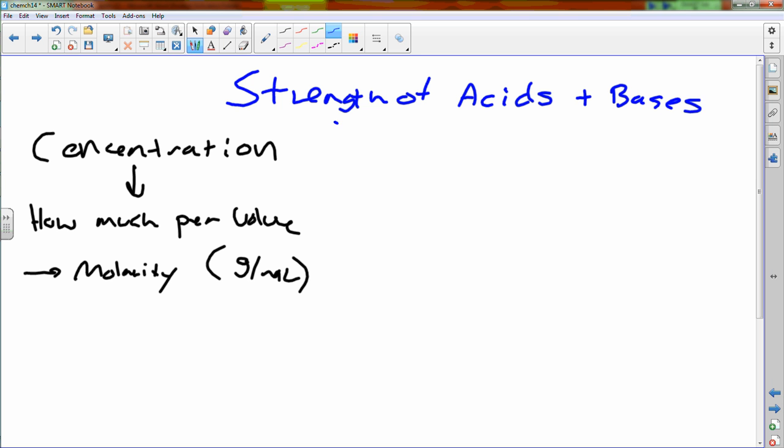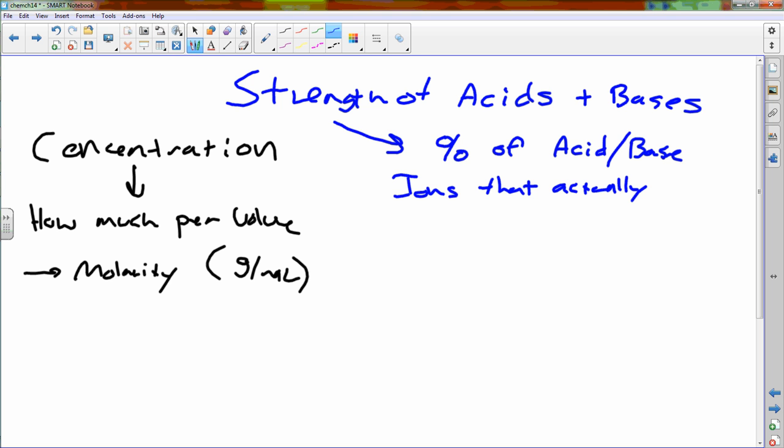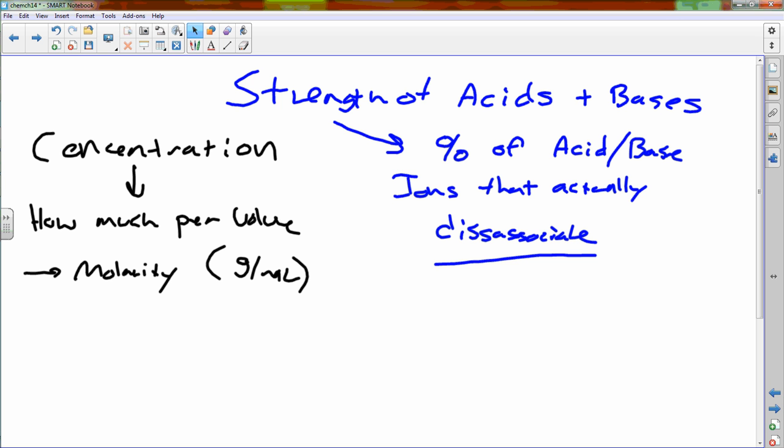Strength is different. Strength talks about the percentage of acid or base ions that actually dissociate. Some acids do not completely ionize. And if there are compounds that aren't ionized, they're not really adding to the acidity of the environment because there are no H plus ions coming up. Same thing with bases. If it's not able to ionize, it's not going to make OH negative ions, whether it's a Bronsted-Lowry or an Arrhenius base.